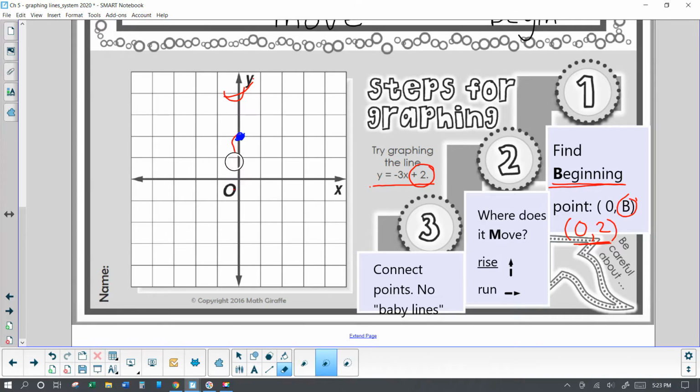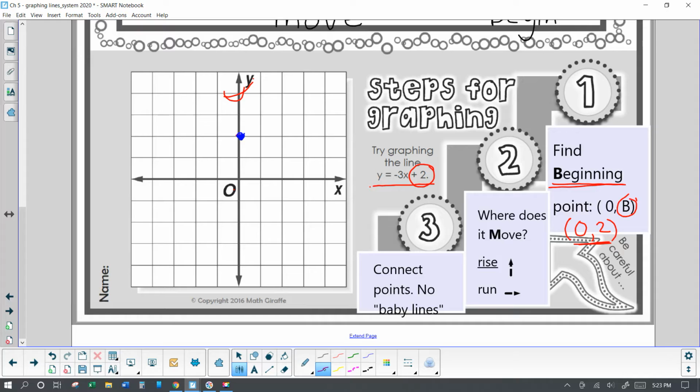That's where I start. So I'm going to erase my marks just so that this graph doesn't get super crazy, and so that I can see what I'm doing. Okay, the second thing I want to do is figure out, where does my graph move to?